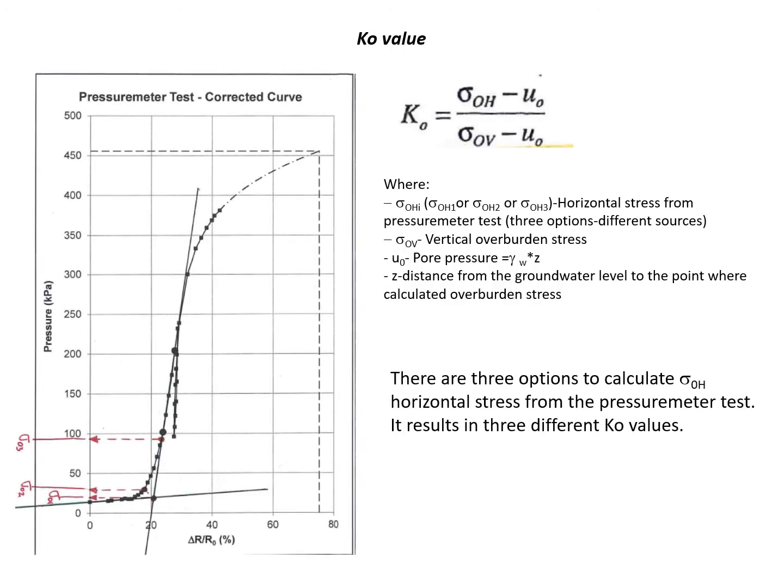And now the last approach, which some textbooks suggest: take a tangent line to the initial linear line, make the point and projection on the pressure axis. Okay, so it's this one way, and as you can see, you can get 3 different K naught values. So from my personal experience, I would suggest, or I would use, sigma 0 horizontal 2. It kind of makes sense to me the best. But again, everyone can make his own decision.